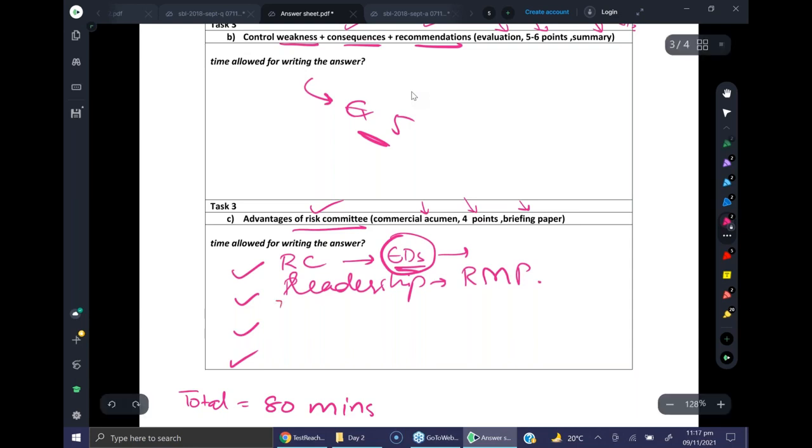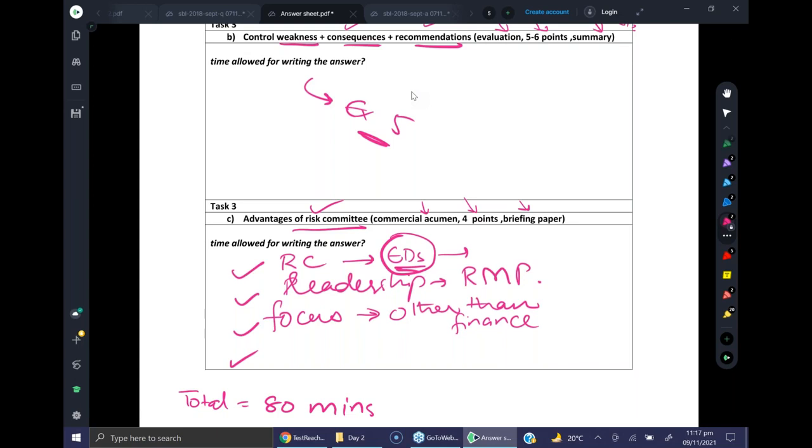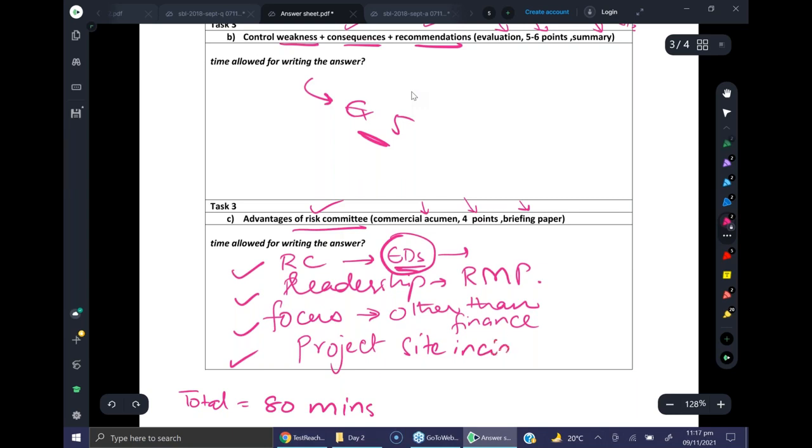Risk committee, if there is a proper risk committee, it will focus on risks other than finance and accounting, because all the people in audit committee are finance people, so they might be overemphasizing on audit related and accounting related risk or financial risk, so they might not be able to keep up with operational risks. And one of the problems with current project site incident, that shows a lot of mismanagement of risks. So maybe having a risk committee will help identify and take care of these kind of risks.